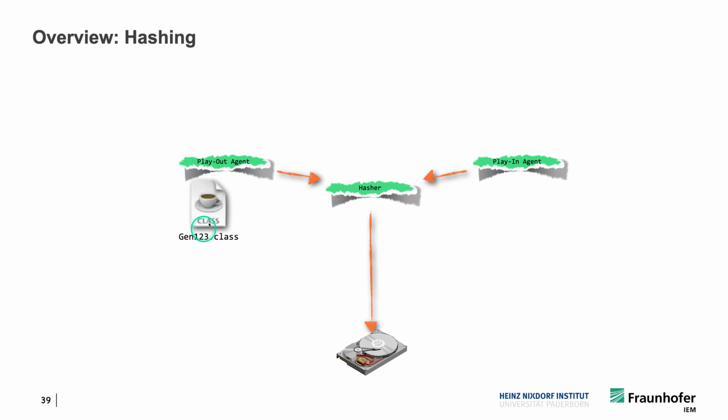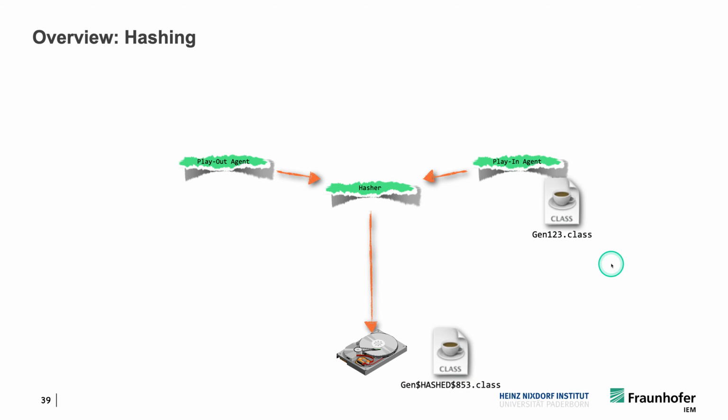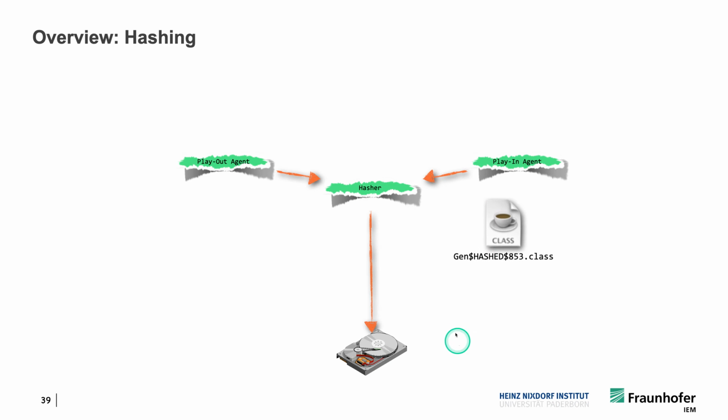And now this has the following effect. Let's say the playout agent records this particular class. Then before we actually dump this to disk, it's passed to the hasher, and the hasher will replace that class name by a normalized one. Now the play-in agent will do the same. So when it loads the same class, even under a different name, it will again generate the same hashed name, and it will recognize that particular class, and this can then be loaded into the virtual machine, right? So we can now generate this match.